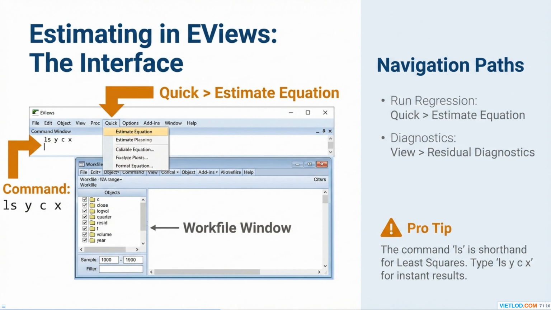We've covered the theoretical underpinnings. Now let's explore how to actually perform estimation in EViews. You have two main pathways. The most direct method is using the command line.